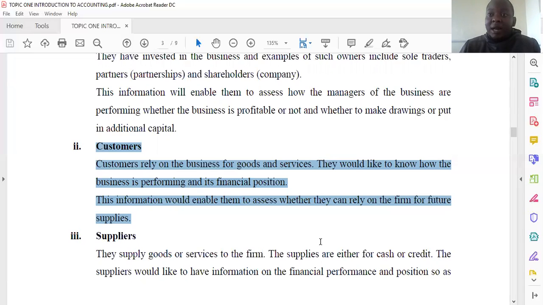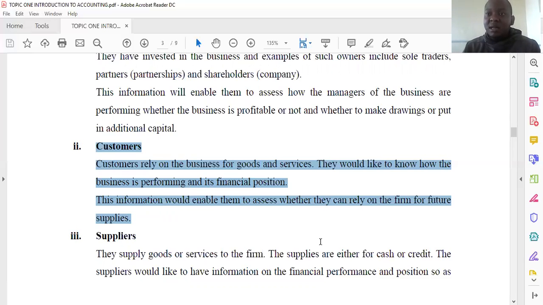are capable of supplying to them as and when the supply is needed. So they want to assess the capacity of the business to supply on time. You don't want to deal with someone whom you call today and it takes him a whole month to supply, whereas these goods are maybe needed in a day's time. So you want someone who is capable, someone who is well endowed.